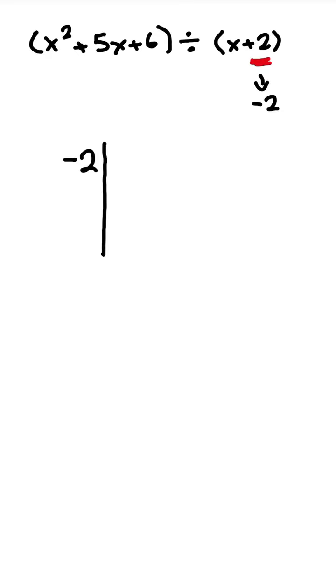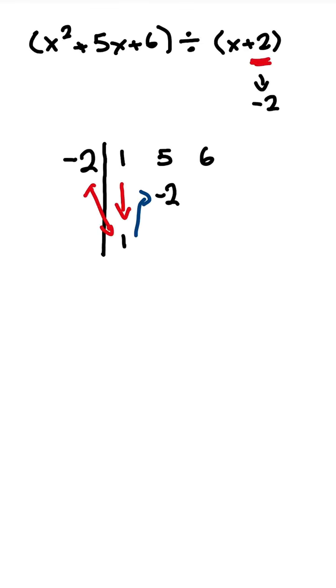Our next step is we have to look at the coefficients of our quadratic. So it's going to give us 1, 5, and 6. For our first step, we're going to bring down the 1 to the bottom. And we have to look at, well, what is negative 2 times 1? We multiply what we're dividing by to our first coefficient. And that's going to give us negative 2. So we're going to bring that here to the second level and have negative 2.